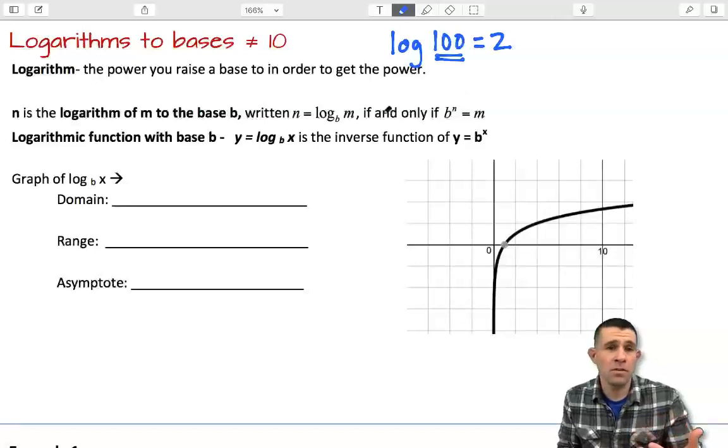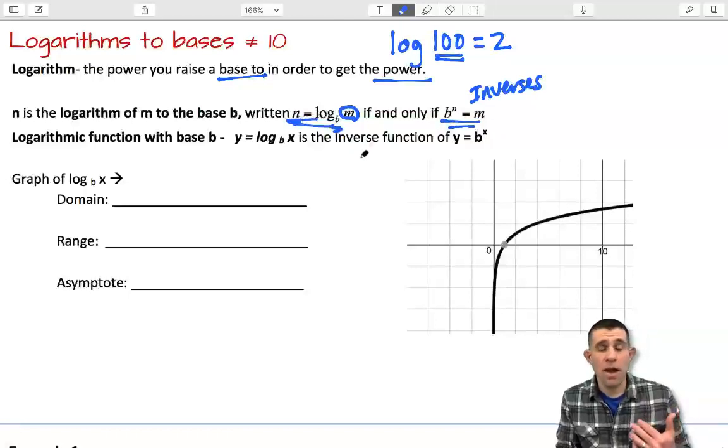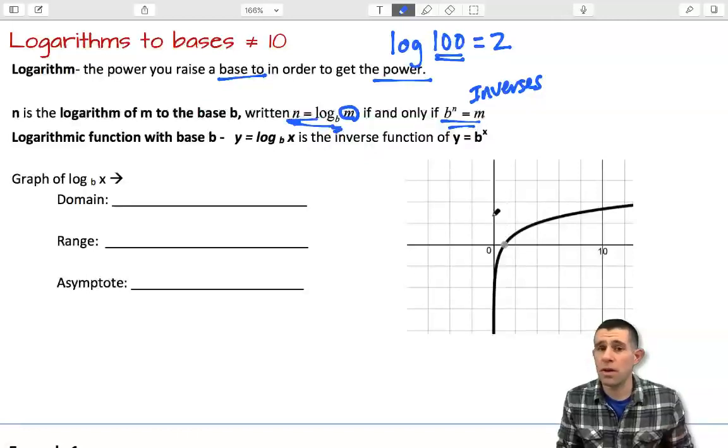Now, before we get into our notes today, let's step back and remember that logarithms are simply the exponents you raise a base to in order to get the power. Now, n is the logarithm of m to the base b. It's written such as this: n, the exponent, is equal to log base b of m. m is the power, b is the base. Therefore, b to the nth power is equal to m. Now, remember, these are inverses of each other, this exponential form and this logarithmic form. So their graphs will be reflections over the line y equals x.